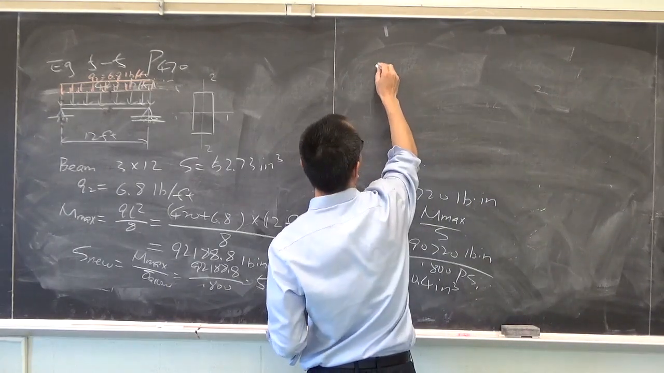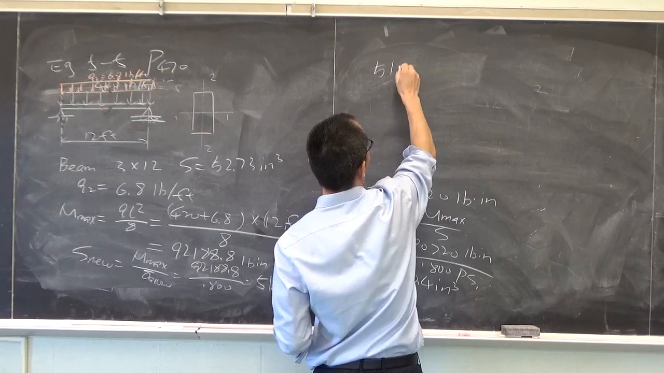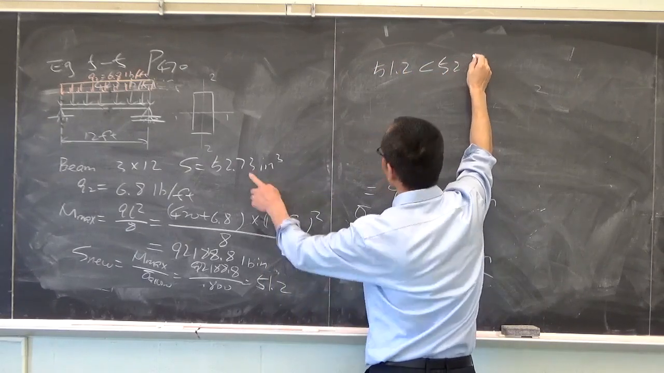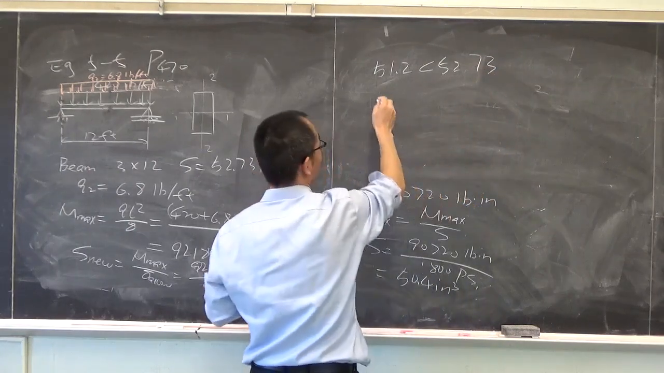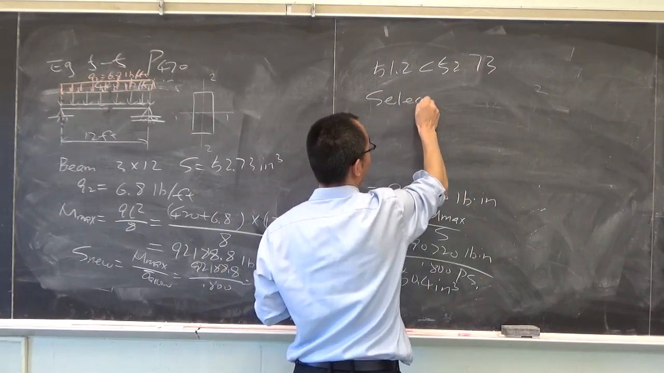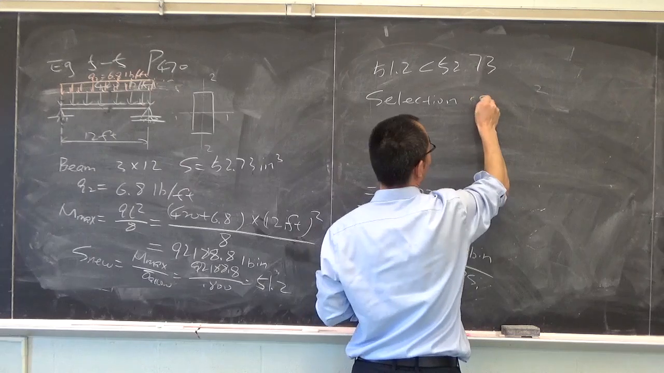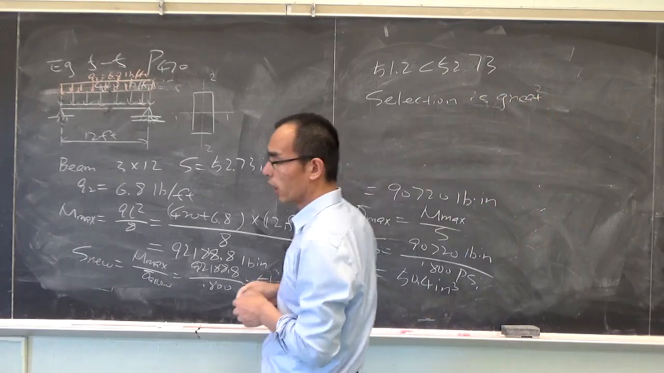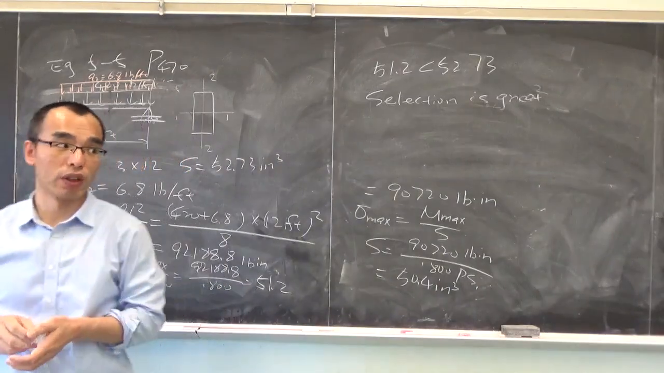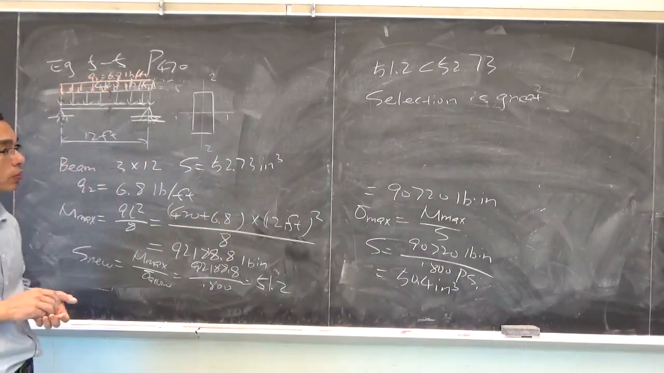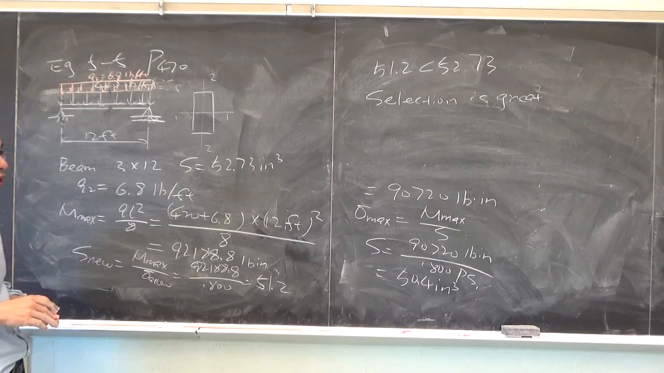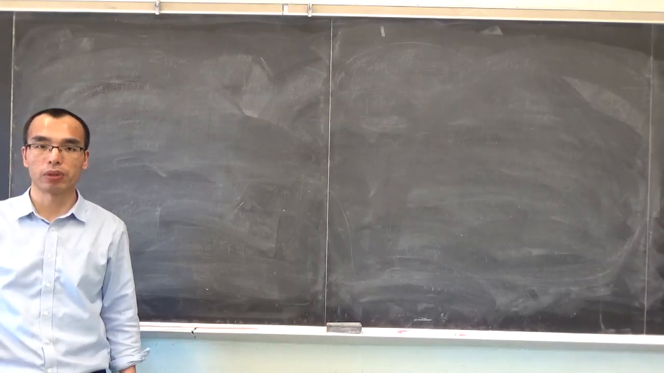Okay, so you need to discuss, because this 51.12 is less than 52.73, right? So that means your selection is great. That means, even if you consider the weight of the beam, the beam will not be broken, right? So that means your selection is great. Let me give you another example.